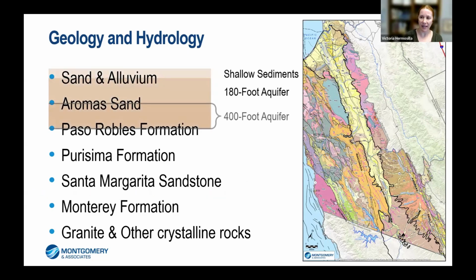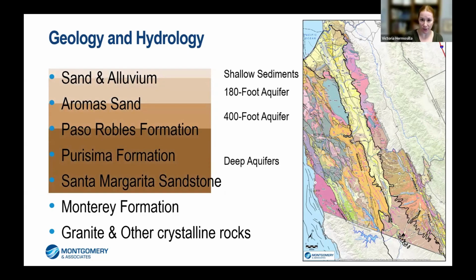And that water is found in what we call the hydrostratigraphy. So the geology and the hydrostratigraphy, they're not exactly the same, but the geology supports where we find our aquifers and aquitards. And these are those cross relationships that we see between shallow sediments, the 180-foot aquifer, the 400-foot aquifer, and the deep aquifers, or in other locations in the basin, what we would call just basin fill aquifer, if there are no aquitards that separate them in the subsurface.